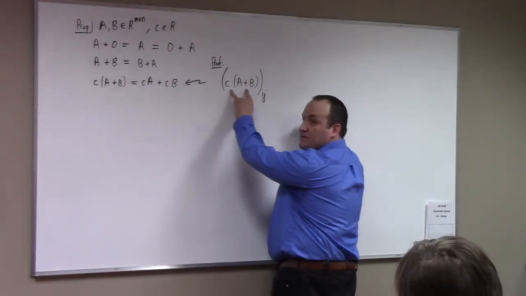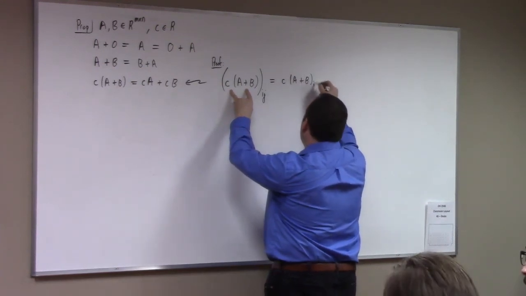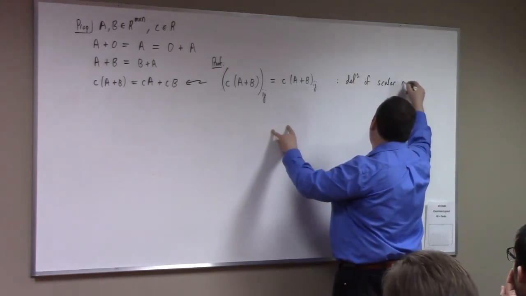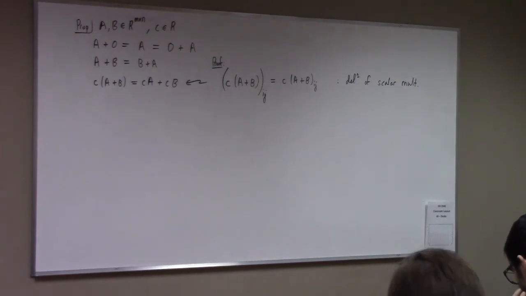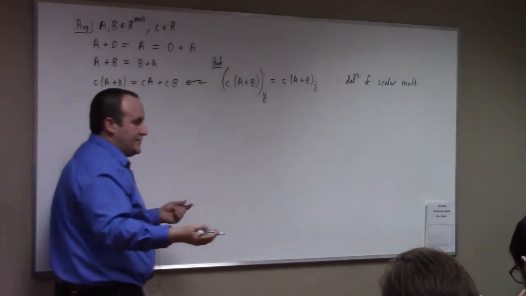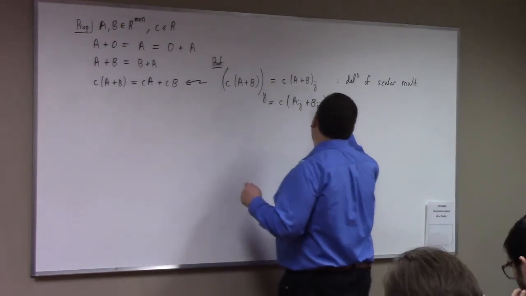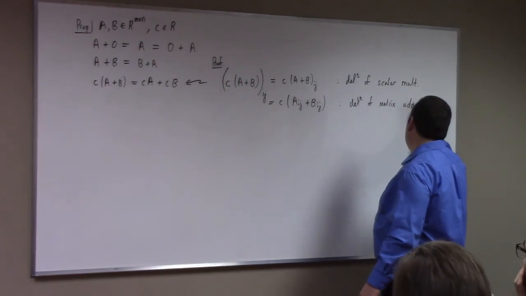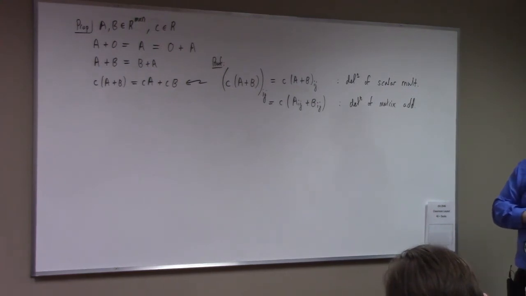I look at the ijth component of C times A plus B. That's equal to C times the ijth component of A plus B, and over here I write, by definition of scalar multiplication. I guess I should have told you guys this right here is what's called scalar multiplication. What's my next move? My next move is that this is C times Aij plus Bij. Why? Definition of matrix addition. This is how we define matrix addition. The ijth component of the sum is the sum of the ijth components.